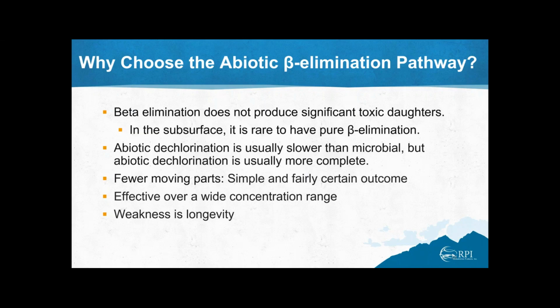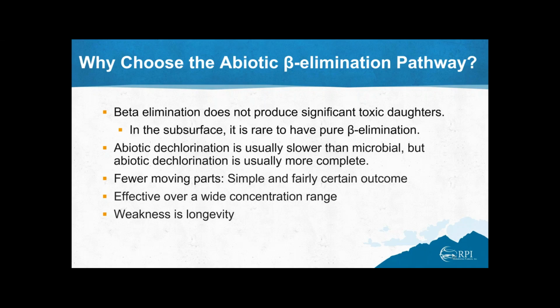So why would you choose the abiotic beta elimination pathway? Beta elimination does not produce significant toxic daughters. In the subsurface, it's rare to have pure beta elimination, as I've mentioned. Nevertheless, it's a good system to keep daughters down. Abiotic dechlorination is usually slower than microbial, but abiotic dechlorination is usually more complete. You have fewer moving parts. It's a fairly simple system. You get a reasonably certain outcome.